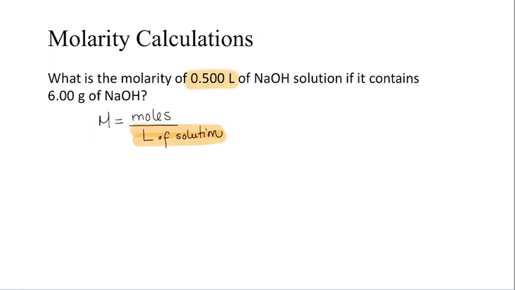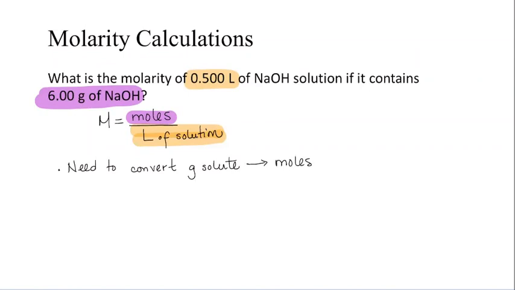Now, the moles are going to be derived from specifically those grams of sodium hydroxide that were given to us. So we have 6 grams of sodium hydroxide. That is going to be given the moles. But for that, we need to convert the grams of solute to moles of solute.